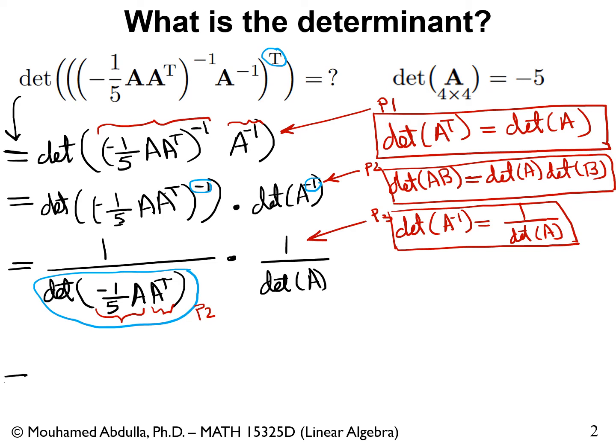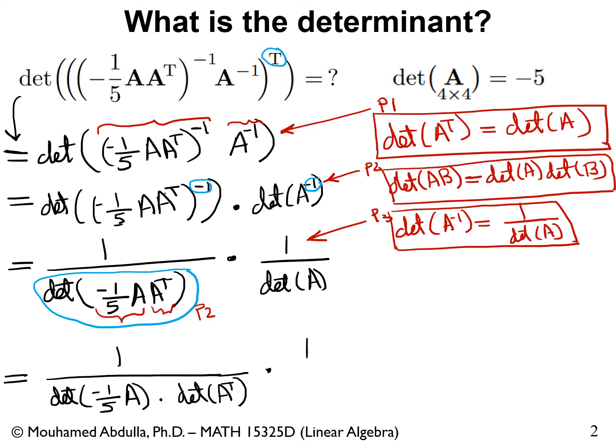So this is what we get. We get equal to 1 over determinant of minus 1 over 5 times matrix A, times determinant of A transpose, and then of course we carry the 1 over determinant of A that we got earlier.